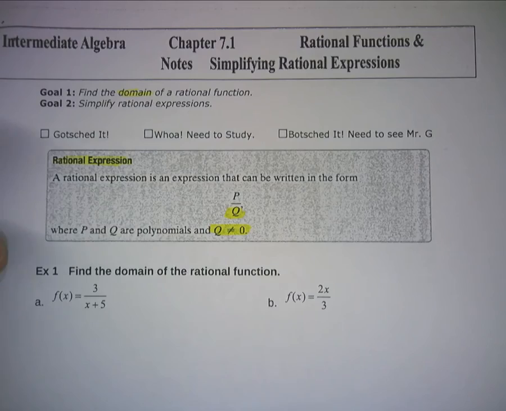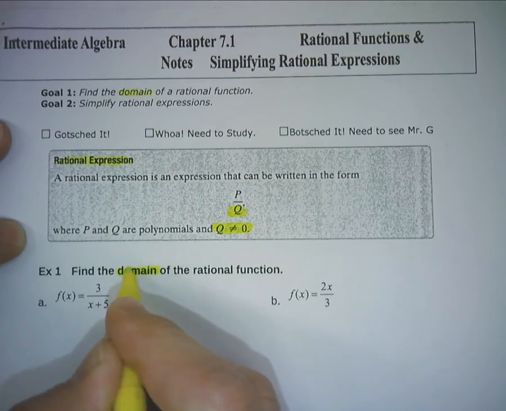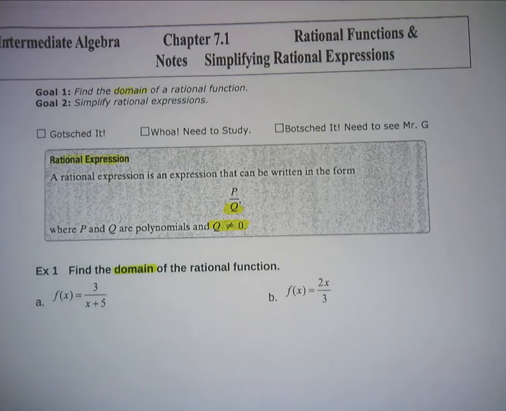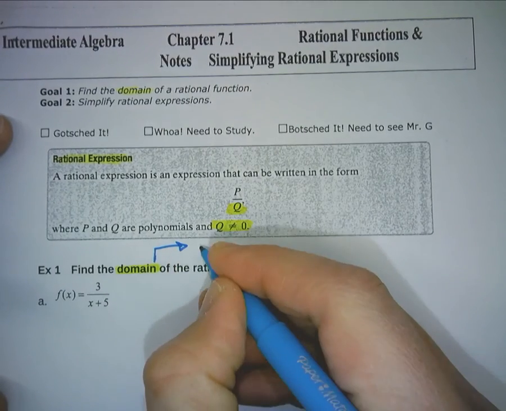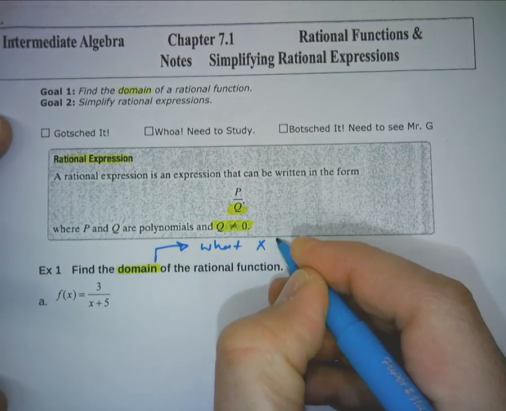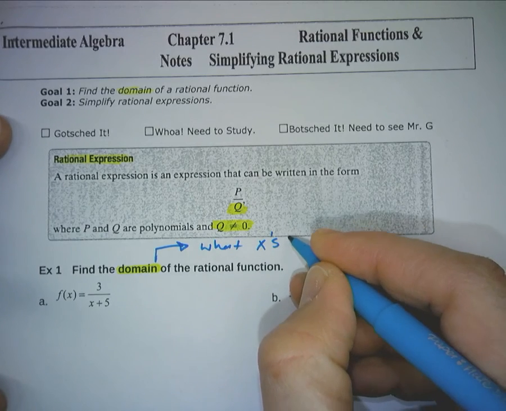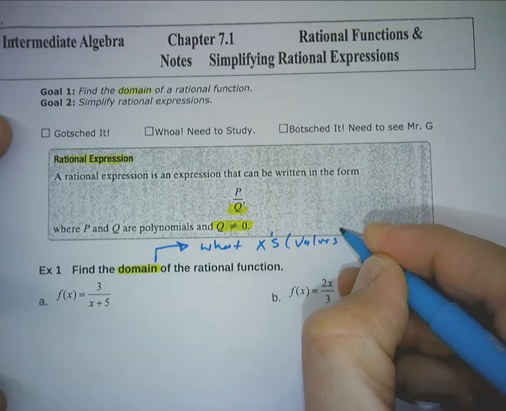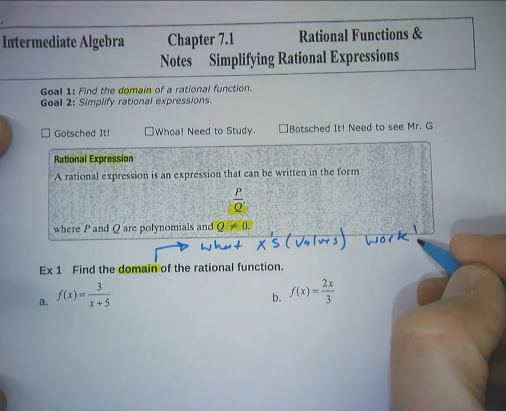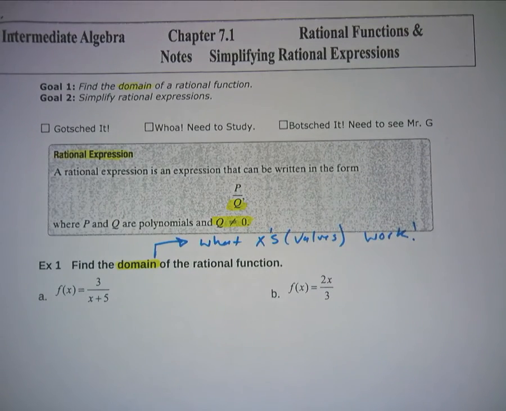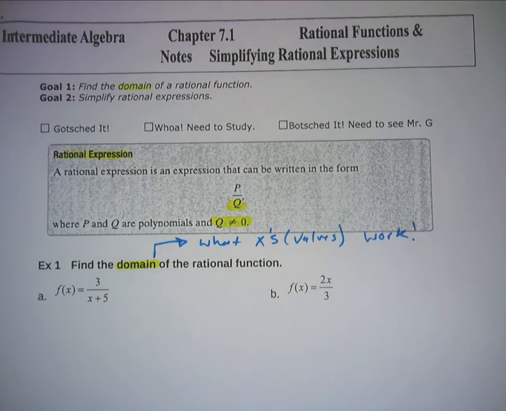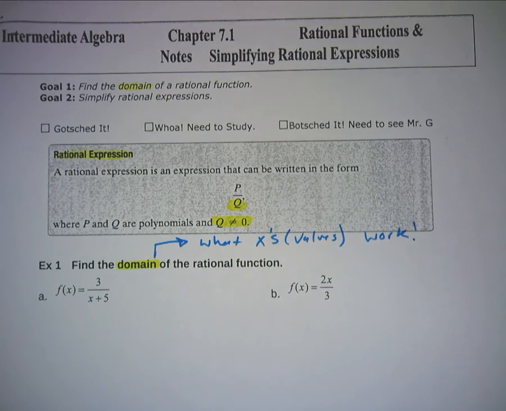So when we're looking at rational functions, one of the first things we have to be able to do is find the domain. Domain is basically what x values work. We're trying to come up with what x values work for our expression. More importantly, we're trying to figure out what makes the denominator 0, and we're going to exclude that. You can do anything except what makes the bottom 0.